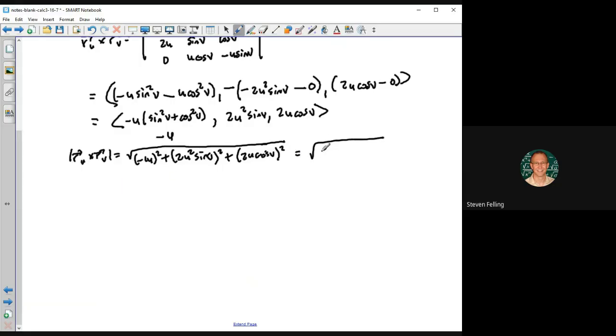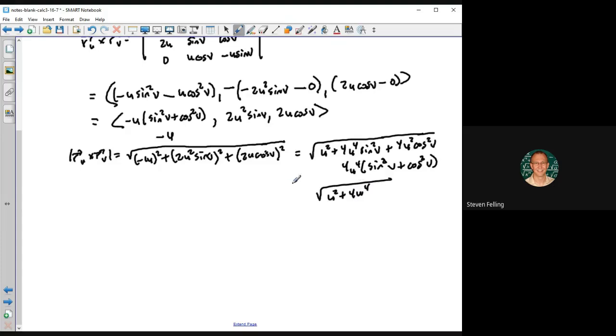The square root of, this is u squared. And then I've got, let's see, everything is squared in here. So 4u to the 4th sine squared of v plus 4u squared cosine squared v, which I believe means here I could factor out 4u to the 4th, and then that would leave sine squared v plus cosine squared v, but sine squared plus cosine squared is 1, so this ends up being the square root of u squared plus 4u to the 4th.